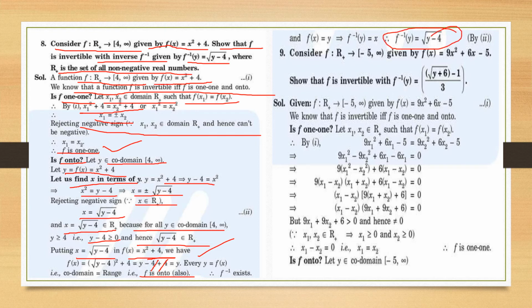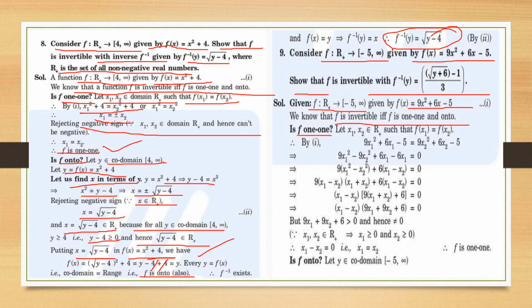Okay. Number 9: consider f mapping from R positive to [-5, infinity), semi-closed, and f(x) equal to 9x square plus 6x minus 5. Show that f is invertible with f inverse y equal to (root y plus 6, minus 1) upon 3. So f is mapping from R positive to [-5, infinity). This is a function. So now definitely it will be invertible if it is both one-one and onto.